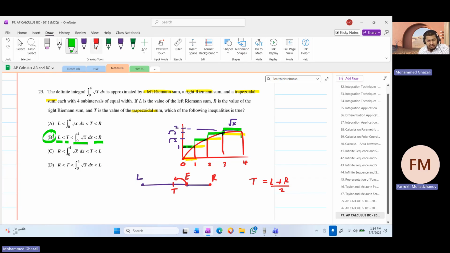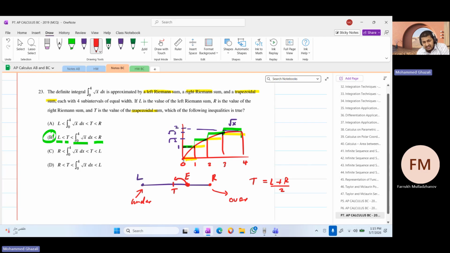Remember, the left Riemann sum gives an under approximation, so you're going to be far away from the exact. The right Riemann sum gives an over approximation, so you're going to be further up. So left and right are the endpoints, and the exact is somewhere around here. So the trapezoidal sum is very close to the exact.